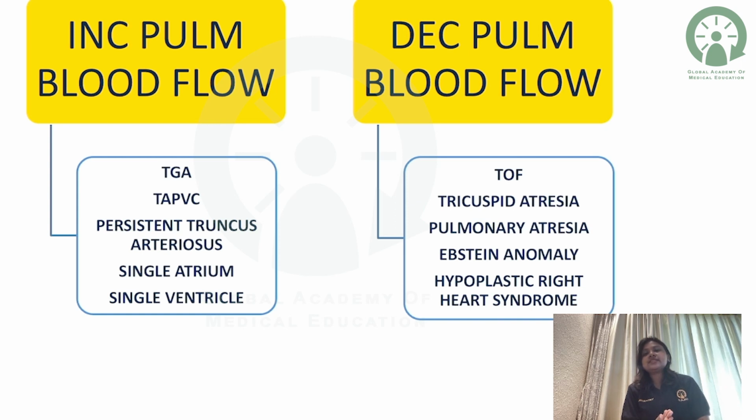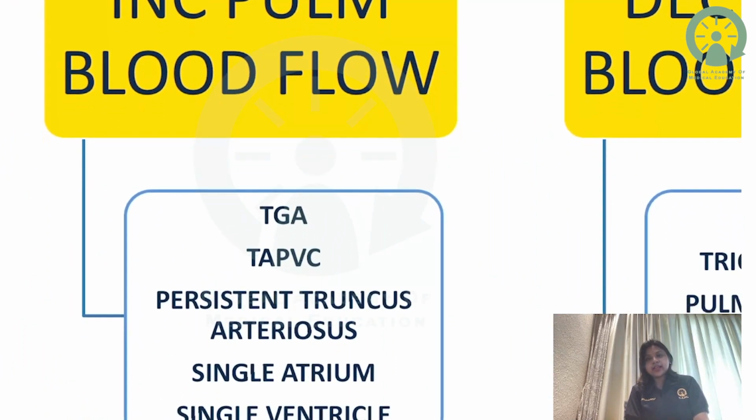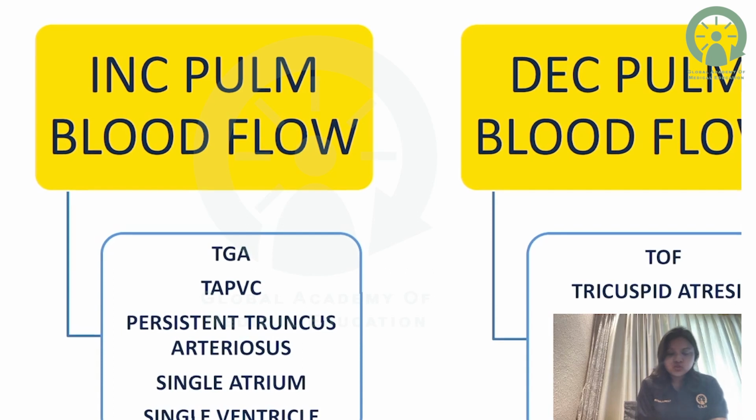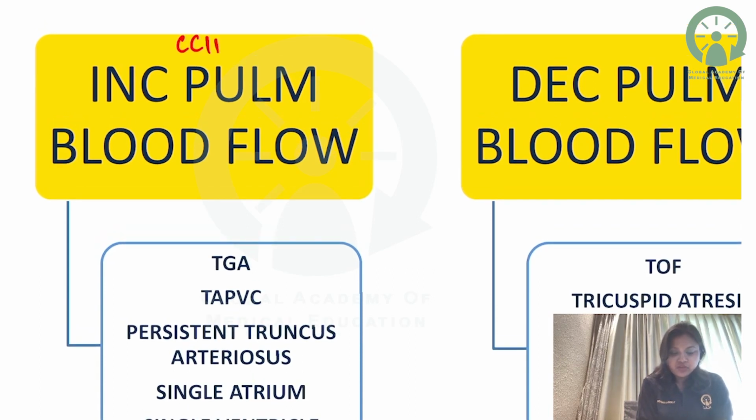It is regarding the cyanotic congenital heart diseases. So congenital heart disease with cyanosis, we are going to tell as cyanotic congenital heart disease. We can classify them into two parts based on the pulmonary blood flow. Increased pulmonary blood flow and decreased pulmonary blood flow. Now let me first tell about the cyanotic congenital heart disease with increased pulmonary blood flow. So CCHD with increased pulmonary blood flow.